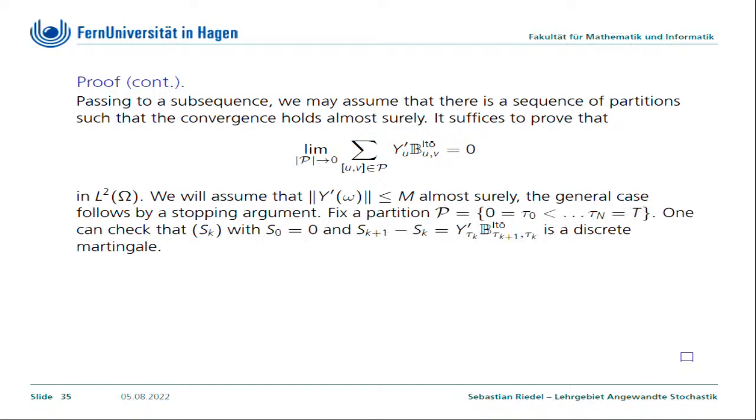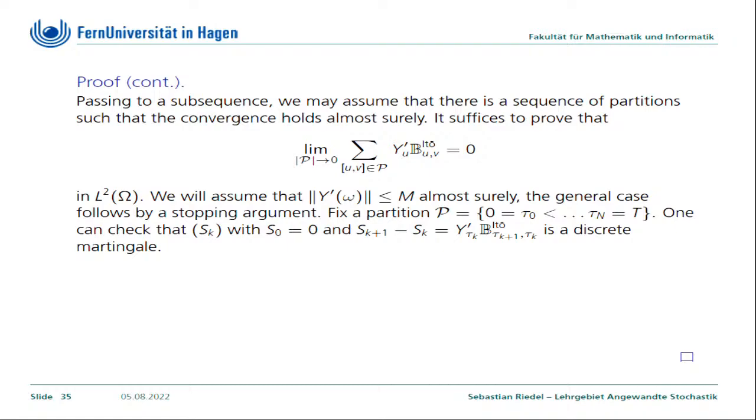So we fix the partition here, and then we look at Sk here, defined like that. S0 is 0, and then we define the increment to be these terms here. And you can prove that this is a discrete martingale. Really, by definition, you just take the conditional expectation. You take the filtration that is generated by the Brownian motion. So here you would condition on F_{t_k}, and you can prove that this is then 0. So you need just basic properties of the conditional expectation.